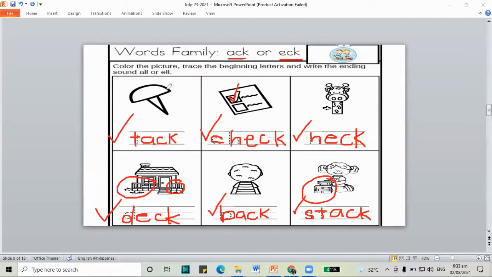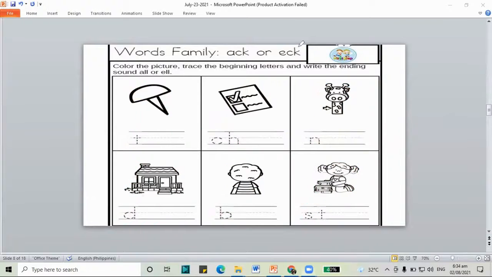And remember to color your pictures. We have the tack. This one is the check. We have our neck. We have this one in front of your house. If you have the stairs, that's the deck. This one is the back. And the last one, it's the picture of stack. So we have our ack and eck words.